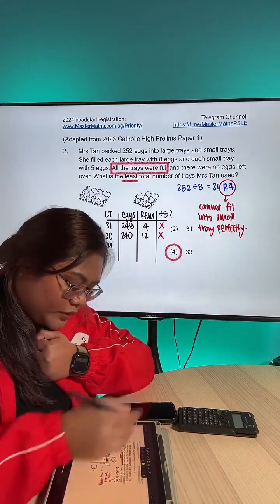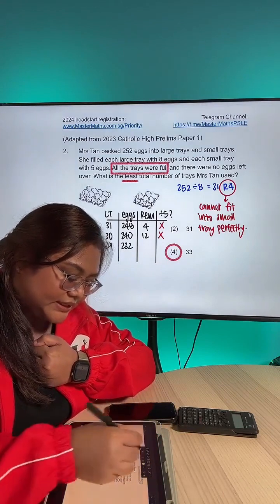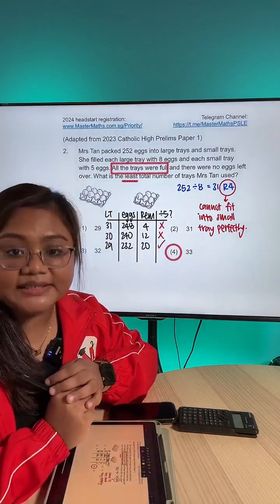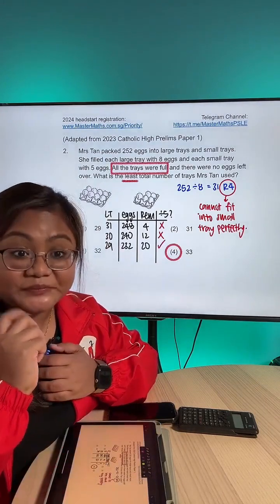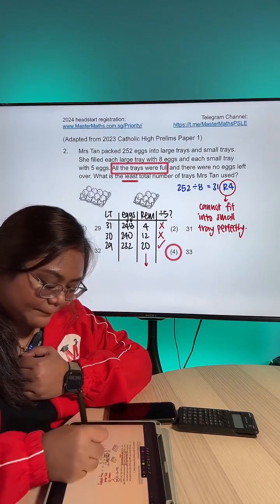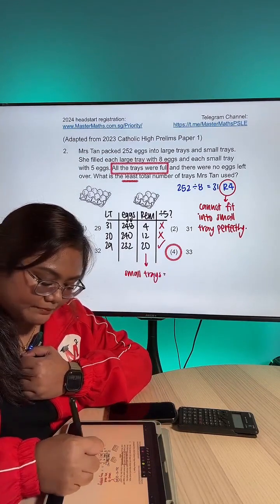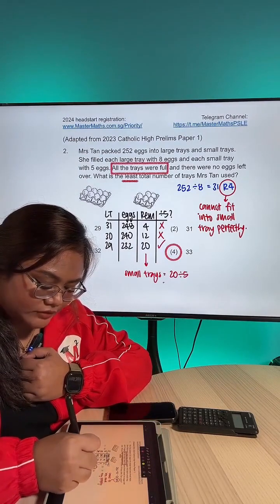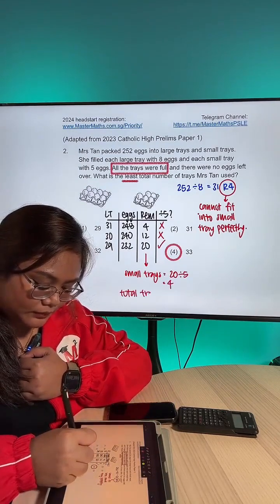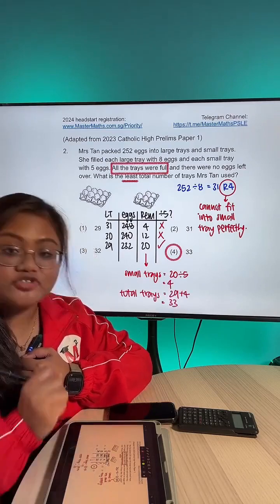That will leave me with 232 and my remainder is 20. Perfect. Now I can divide this by 5 perfectly. Everybody understand? Okay, so now that I can divide this by 5 perfectly, the number of small trays will then be 20 divided by 5 to give us 4. So our total trays would be 29 plus 4 to give us 33.